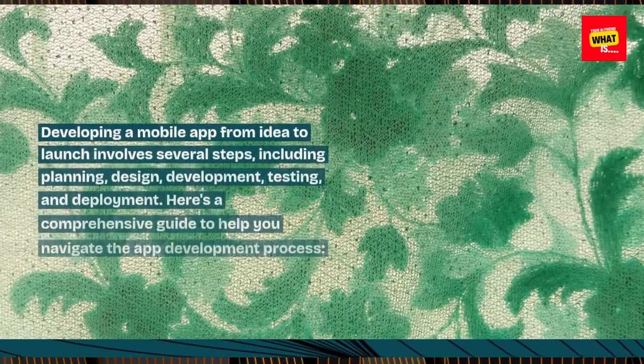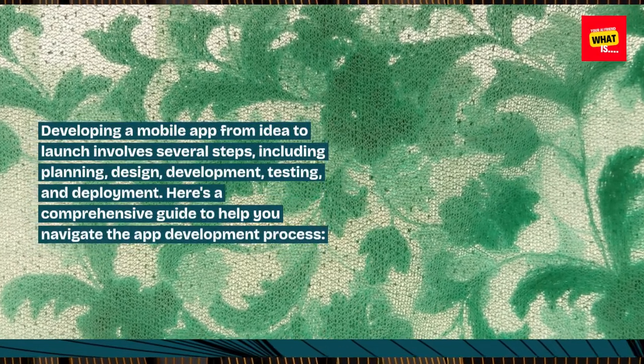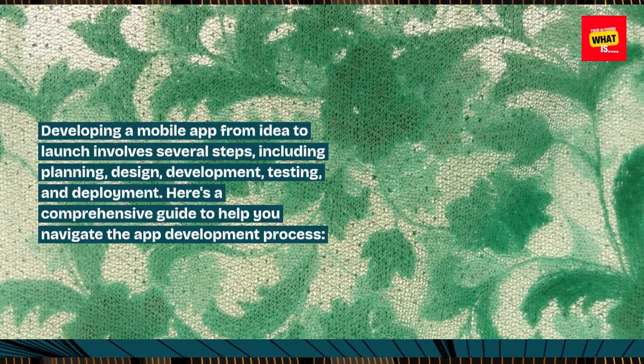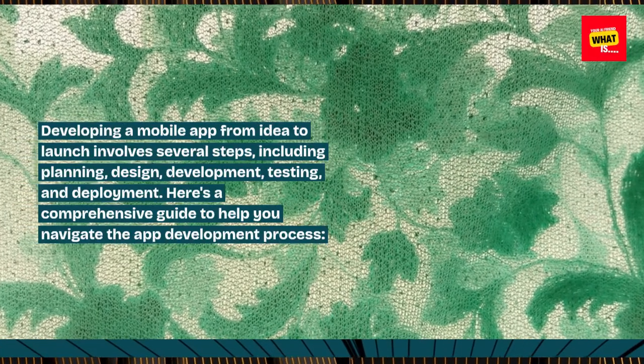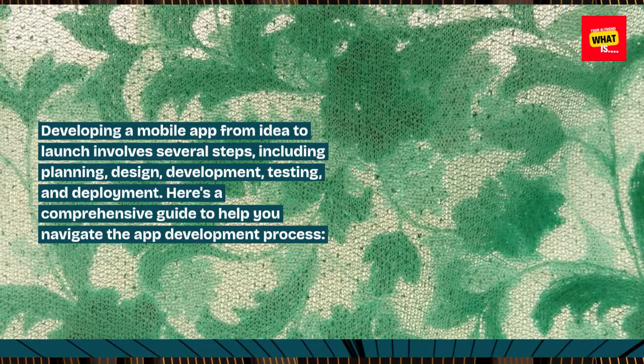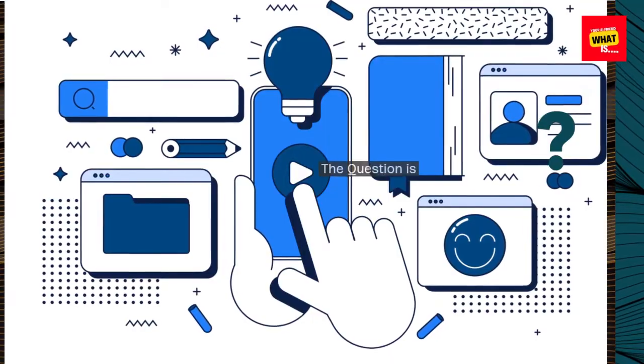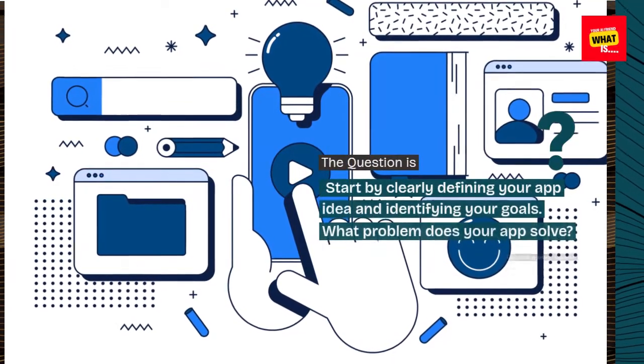Developing a mobile app from idea to launch involves several steps, including planning, design, development, testing, and deployment. Here's a comprehensive guide to help you navigate the app development process. Start by clearly defining your app idea and identifying your goals.